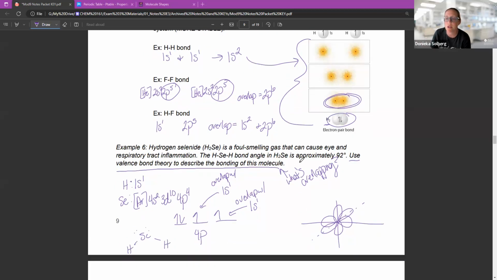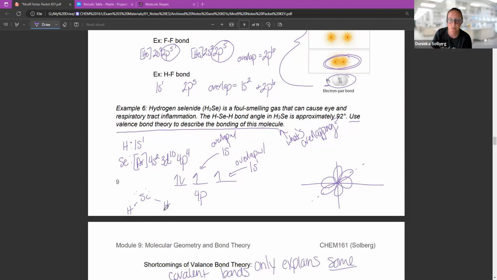So it says use valence bond theory, which is the theory of orbitals overlapping, to describe the bonding. Well, hydrogen has a 1s1, so we have 2 hydrogens that have a 1s1. I drew it down here. There we go. And selenium looks like this. So its 4p orbital is the one that is missing electrons. So it actually needs 2. One of the hydrogen 1s orbitals will overlap with this p orbital so that they're both full. And the other hydrogen 1s will overlap with this p orbital so that those are full. Now everybody's full, everybody's happy.